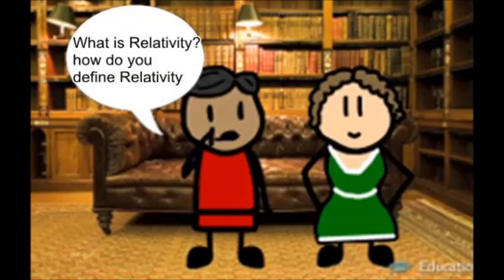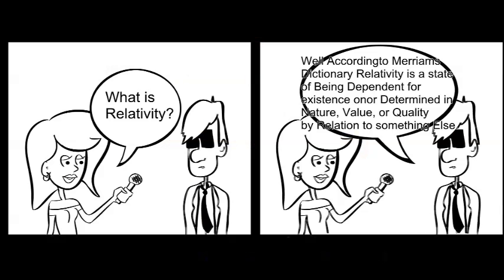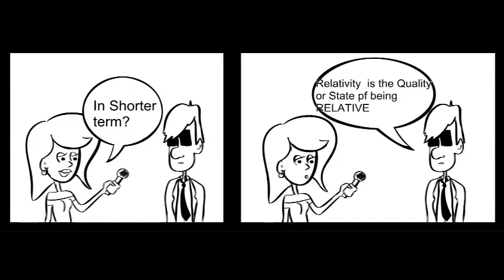First, let's define what is relativity. According to Merriam's dictionary, relativity is a state of being dependent for existence on, or determined in nature, value, or quality by relation to something else. For short, relativity is a quality or state of being relative.